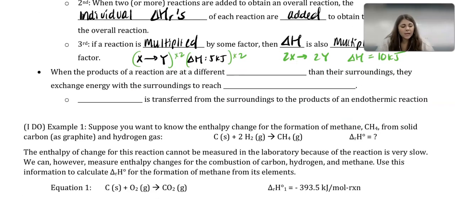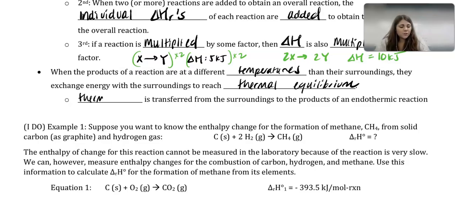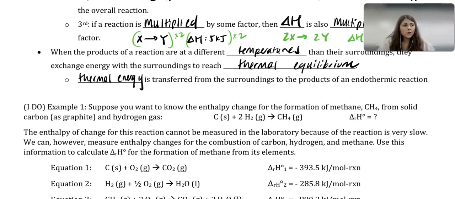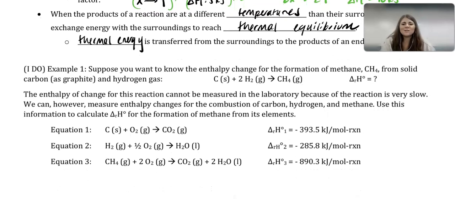When the products of a reaction are at different temperatures than their surroundings, they exchange energy with the surroundings to reach thermal equilibrium, which we have talked about in previous objectives. Here, thermal energy is transferred from the surroundings to the products of an endothermic reaction. All right, so let's put this all together. This objective is very hard to teach because you kind of just need to be thrown in it and see how the example works, okay?